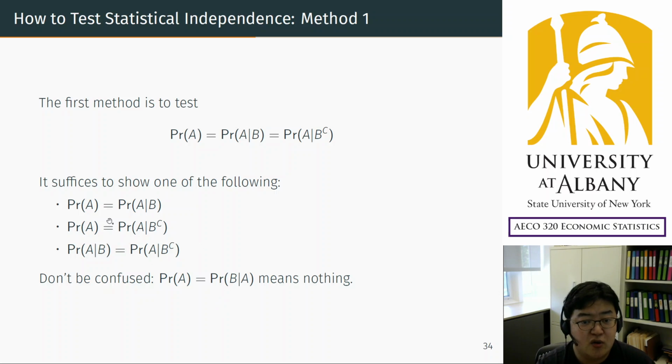So, and you know how to calculate unconditional probability. You know how to calculate conditional probability. If you calculate two of them, then that's it.